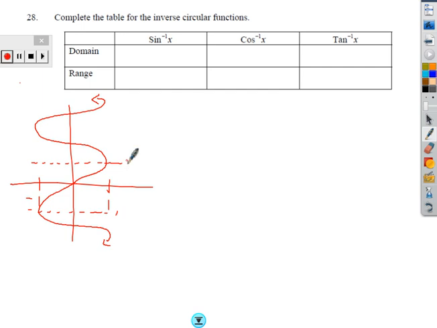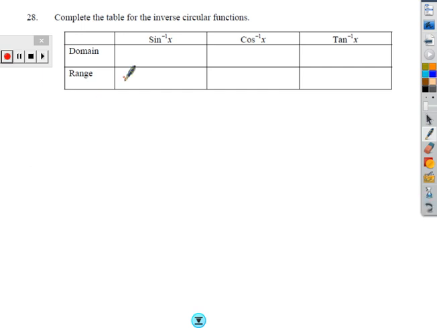Now I know that sine hits +1 here at pi over 2. I know it hits -1 down here at negative pi over 2. So that's going to give me the range. My range for sine inverse is going to go from negative pi over 2 to positive pi over 2. And my domain, of course, goes from -1 to +1.